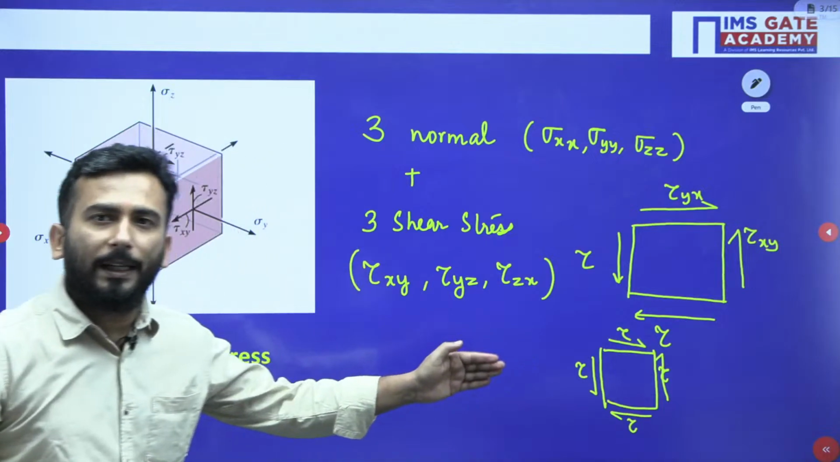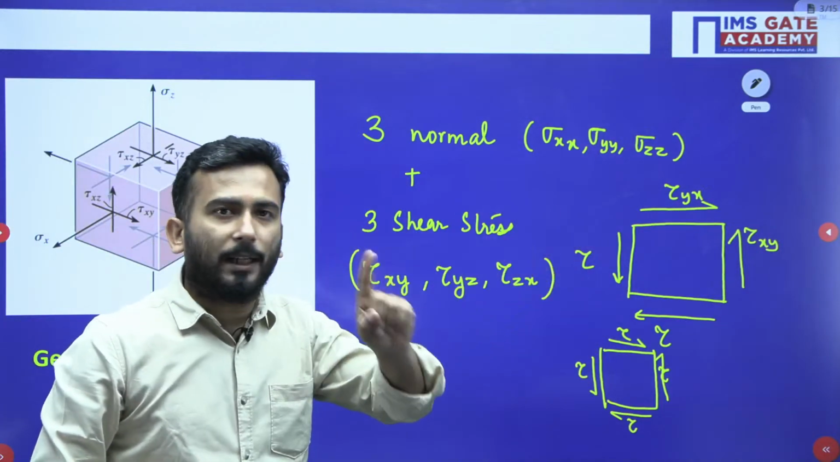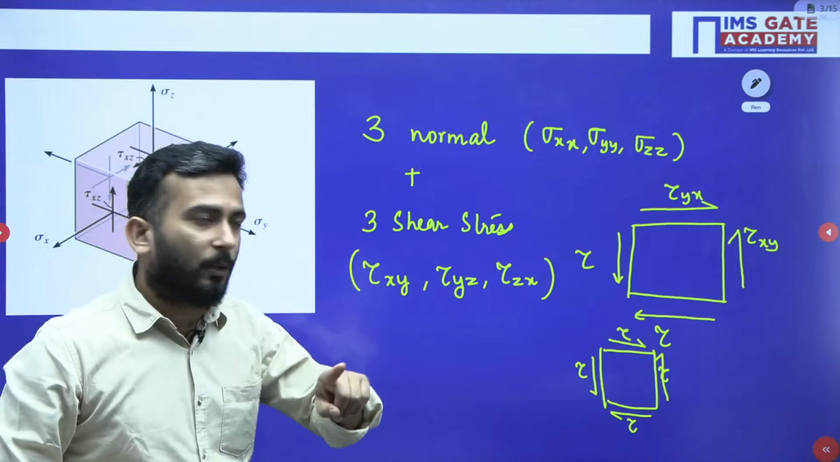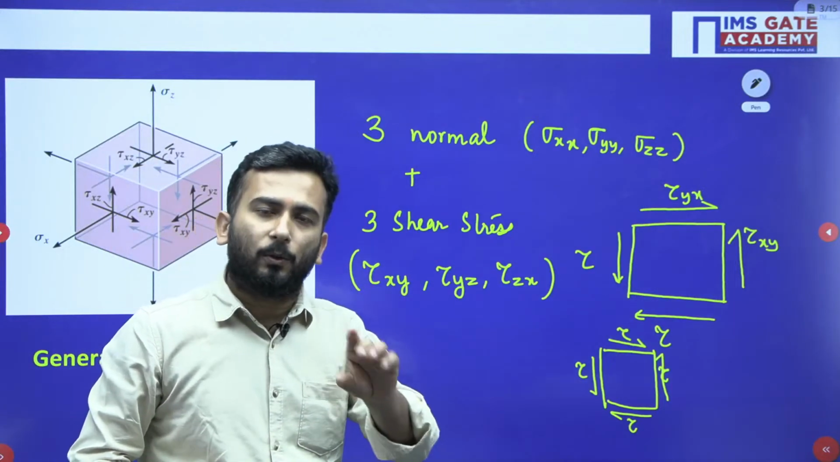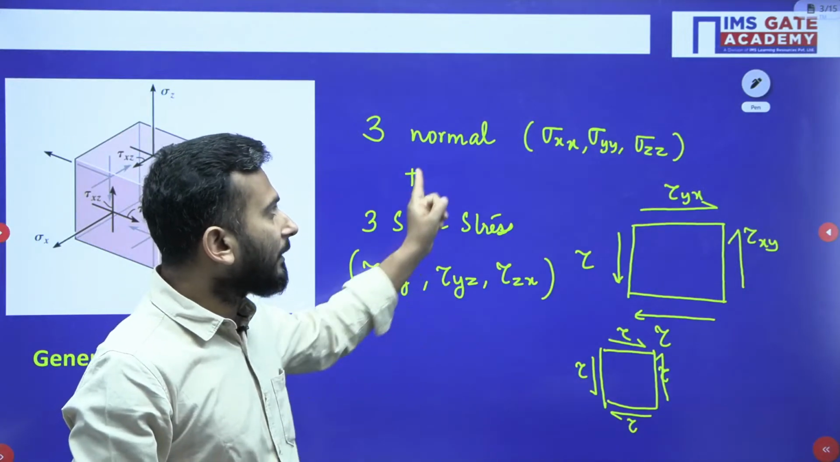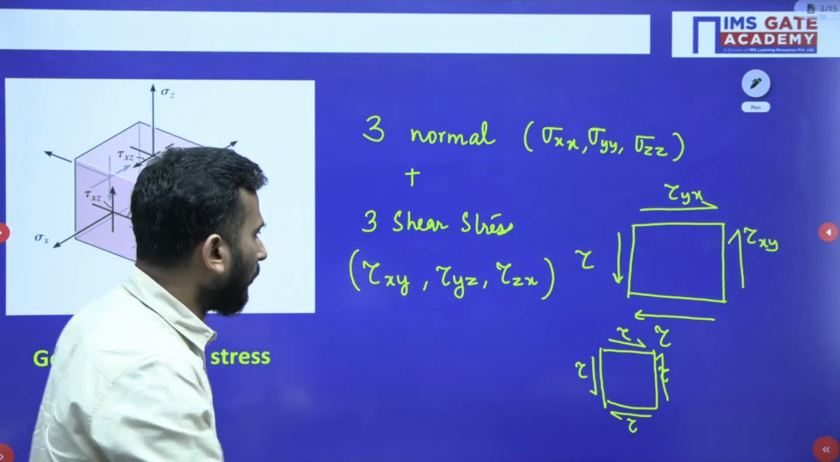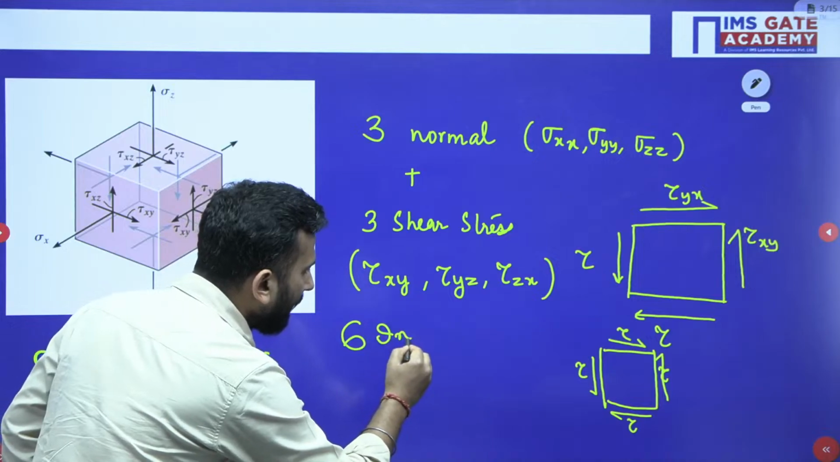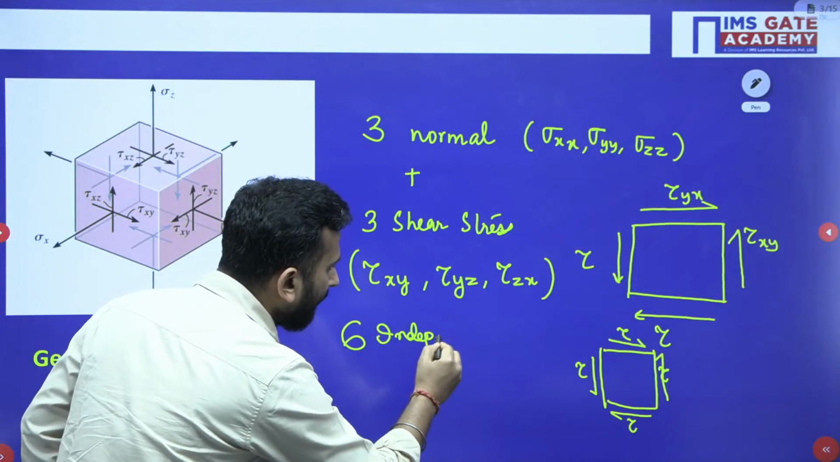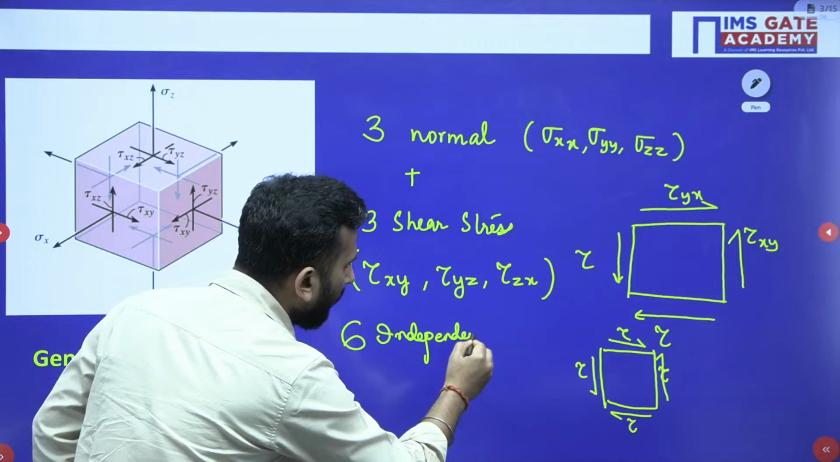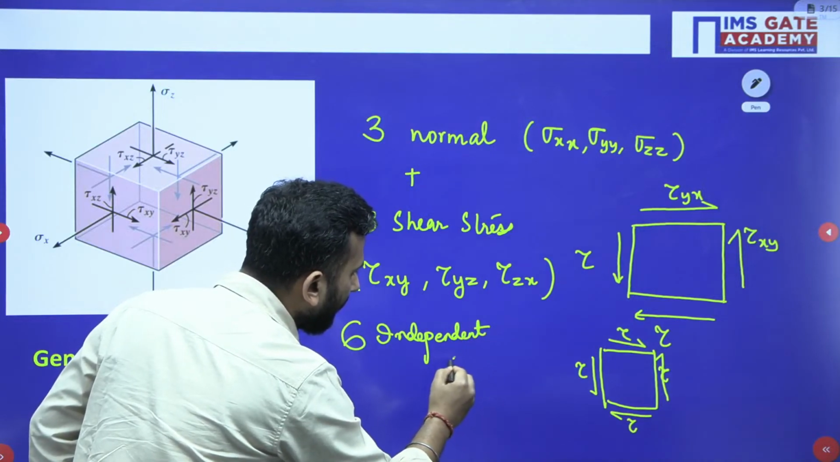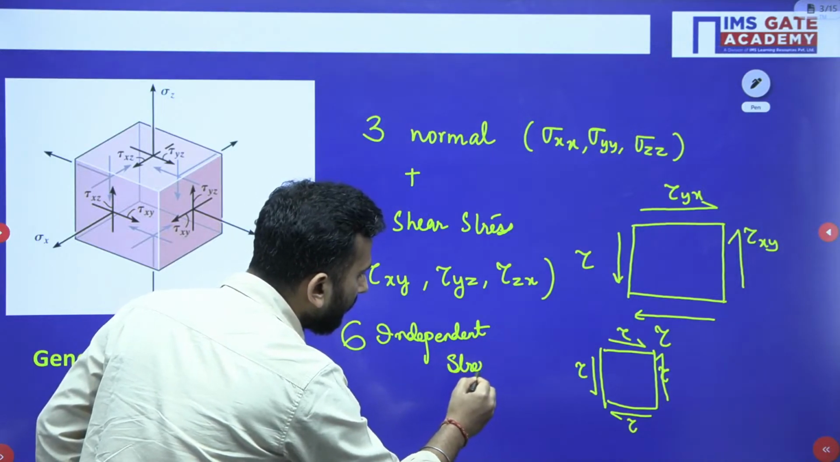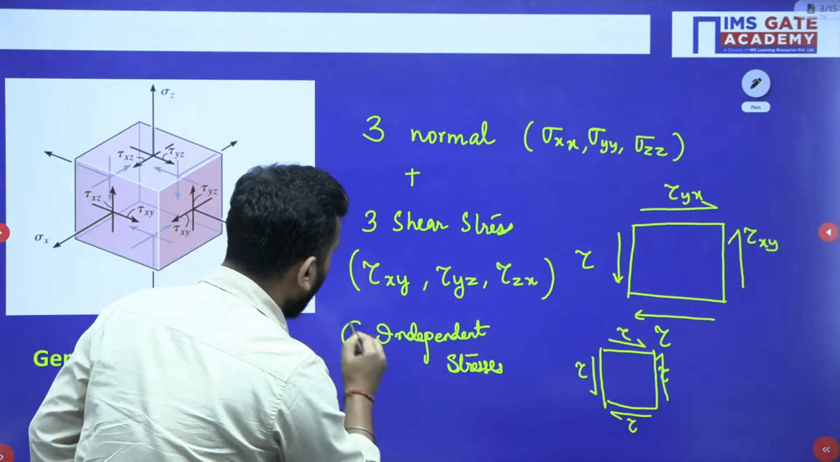So for one plane, for example xy, we have one tau. For yz we will have another tau. For zx we will have another tau. So ultimately 3 shear stresses and 3 normal stresses. So in total there are 6 independent stresses.